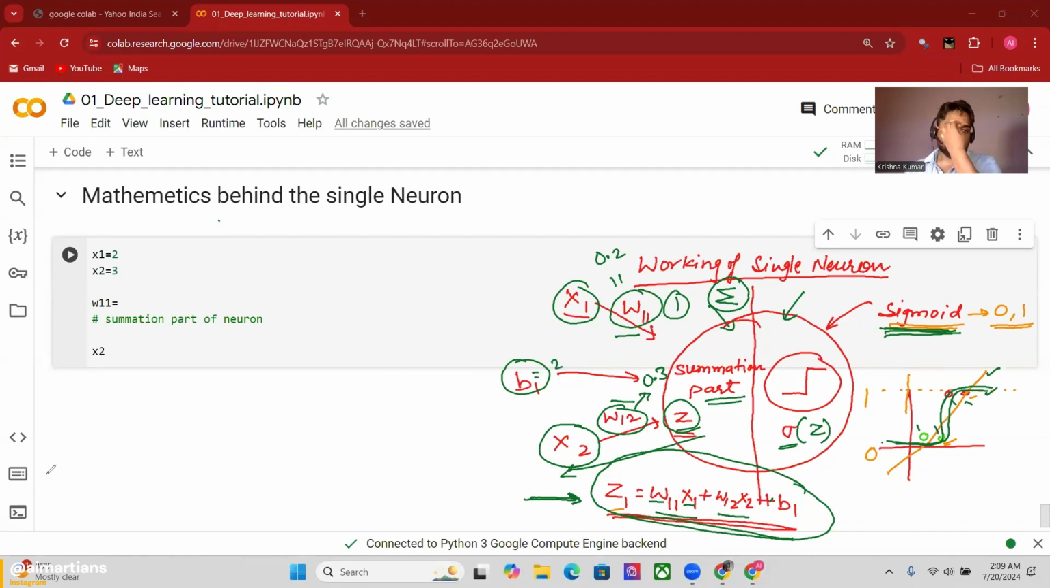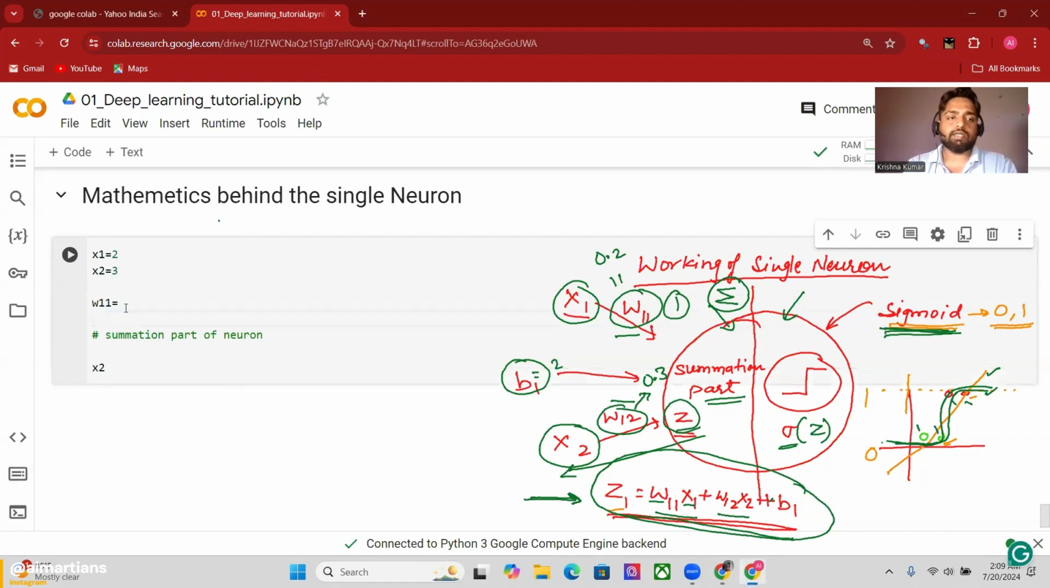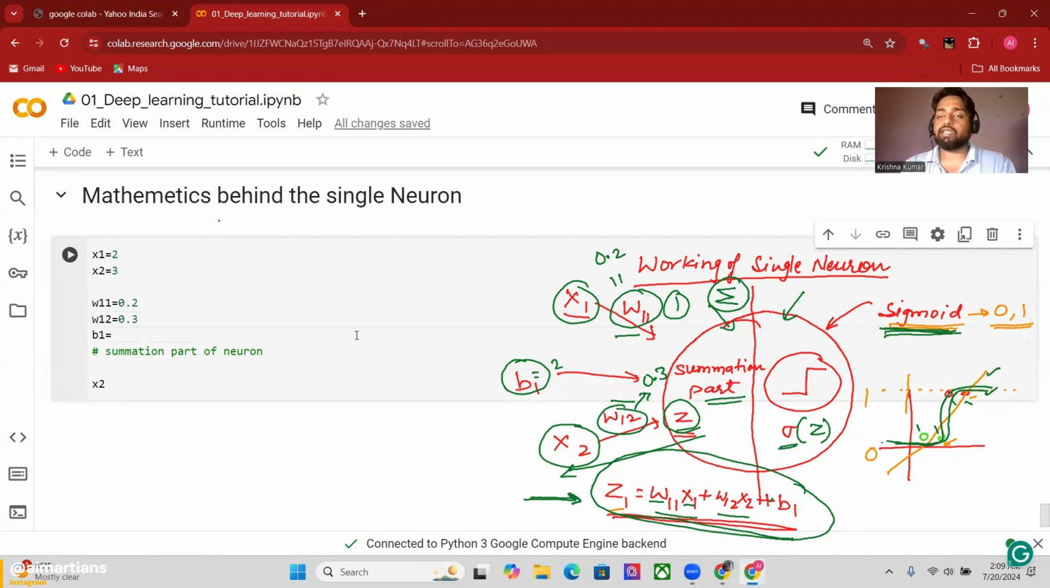Okay, so I'm just taking one example just to show you how the mathematical formula will work. If I go for this, I have to demonstrate W12 and bias also, which is B1. So I suppose here in W11, like 0.2, right? So I will mention here 0.2. I suppose W12 as 0.3. I'm mentioning 0.3. In the B1, I am assuming it is 2, and that's why I'm mentioning 2.